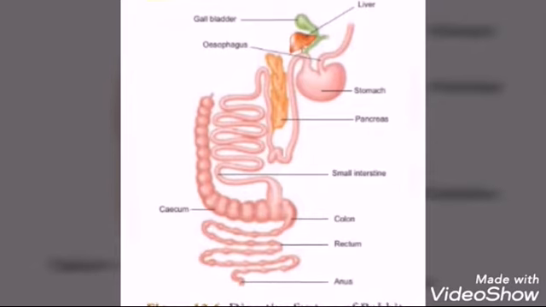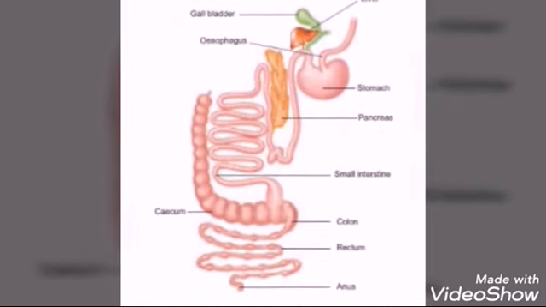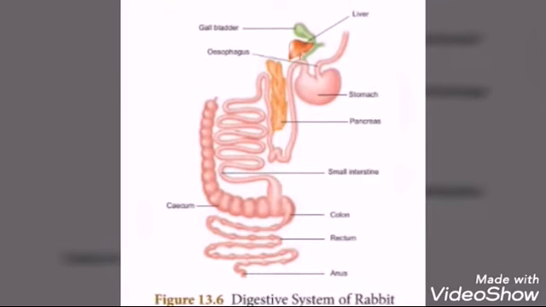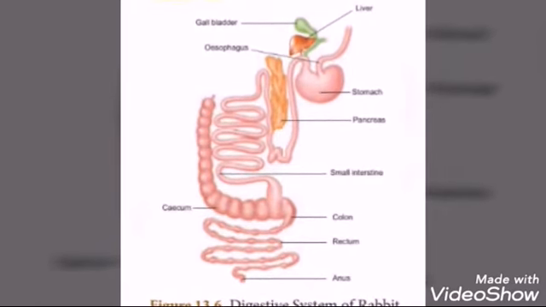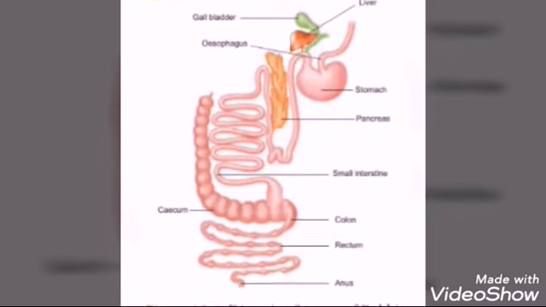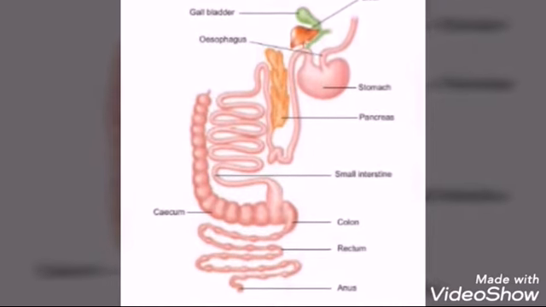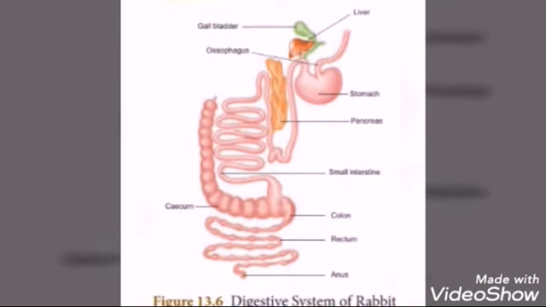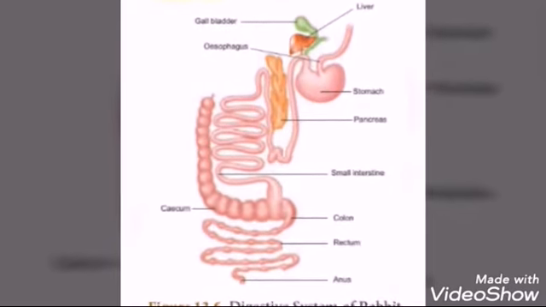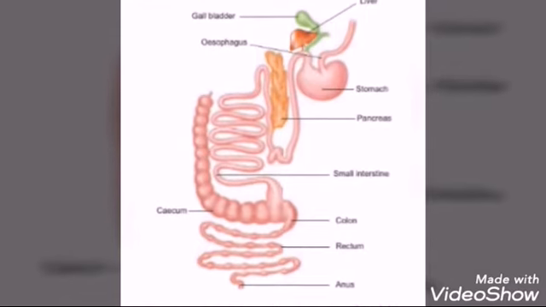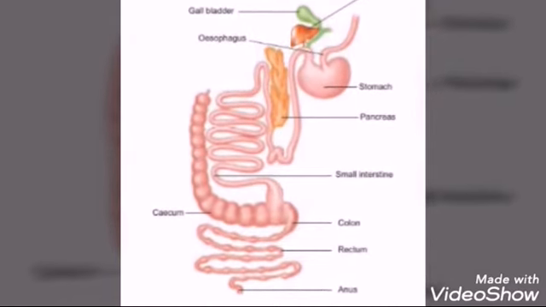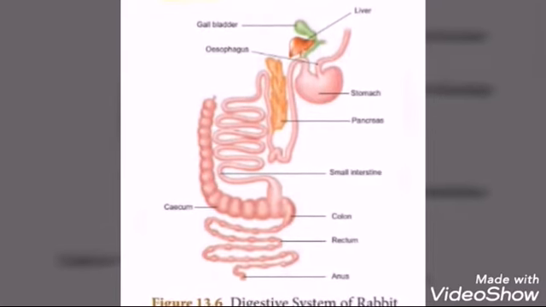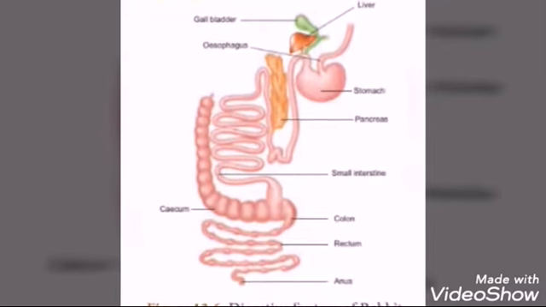First, mouth. Mouth is a transverse slit. That means narrow opening. It is bounded by upper and lower lips. It leads into the buccal cavity, the space inside. The floor of the buccal cavity is occupied by a muscular tongue. Upper jaw and lower jaws are present with teeth. Then the buccal cavity leads into esophagus through the pharynx. Esophagus opens into the stomach. Then it leads to small intestine.